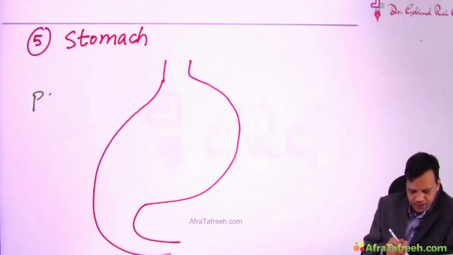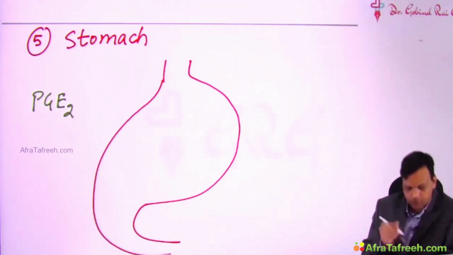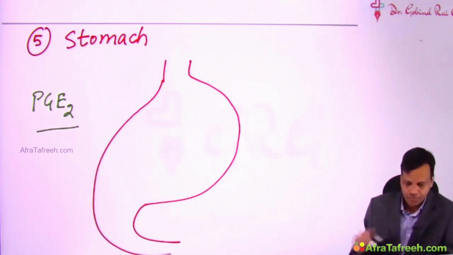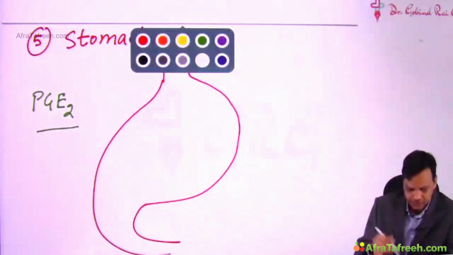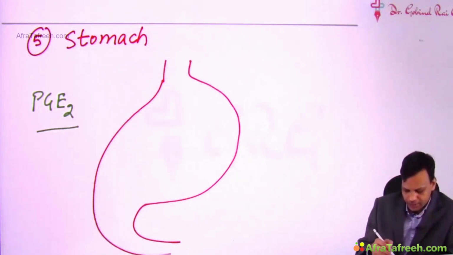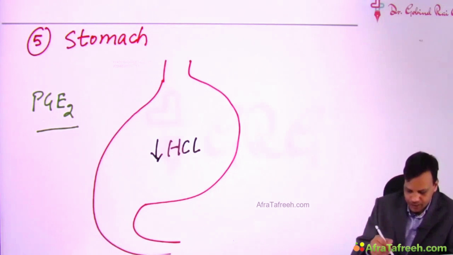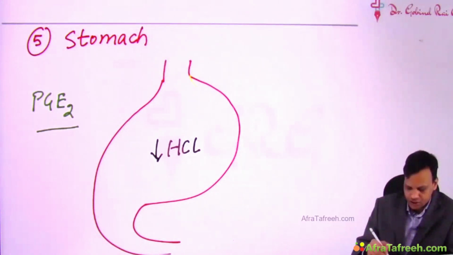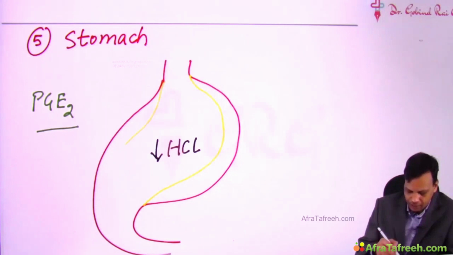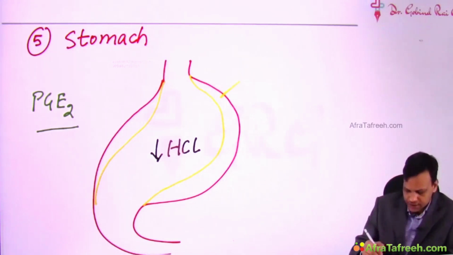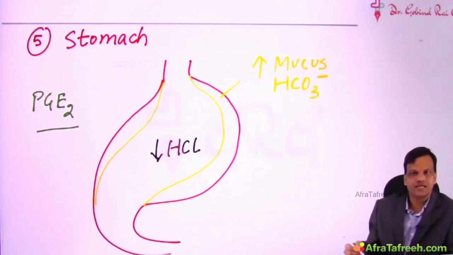Prostaglandin, again PGE2, protects the stomach from peptic ulcer, and it protects the stomach by three mechanisms. One, it inhibits the proton pump, so there is less secretion of hydrochloric acid. When acid secretion is less, there is less chance of peptic ulcer. Second, prostaglandins increase the production of mucus and bicarbonate layer. So when the protective layer is more, there will be less risk of peptic ulcer.